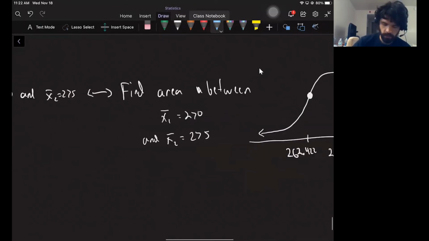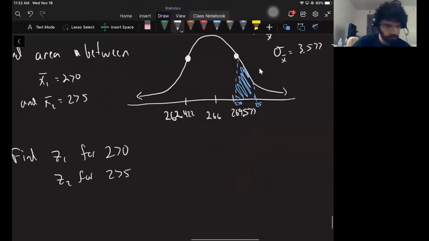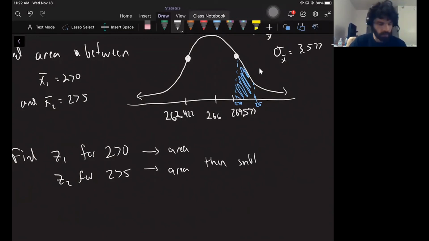Which then, again, I'm just translating over and over, is really finding the z-score for each of these things, but on this distribution. That's how you get these two areas to subtract, to get the middle area.